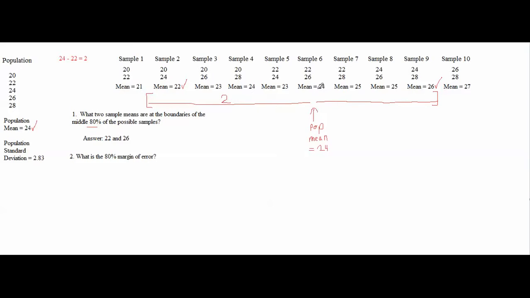It's also the distance from the population mean of 24 to the upper boundary, which was at 26. And the reason why this is called the 80% margin of error is basically just because these two boundaries mark off the middle 80%. If these two boundaries marked off the middle 60%, this distance here and this distance here would be called the 60% margin of error. So our answer is 2.